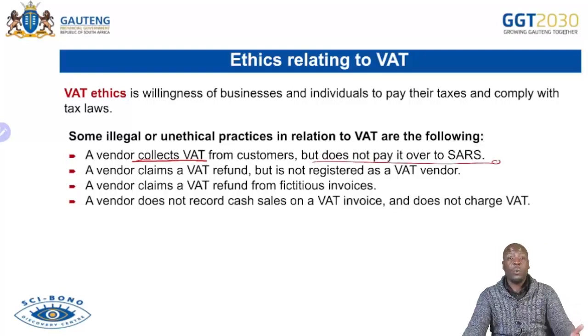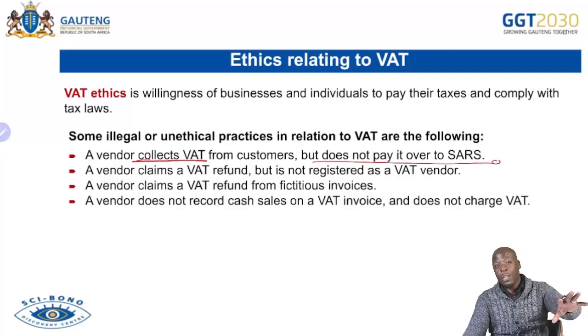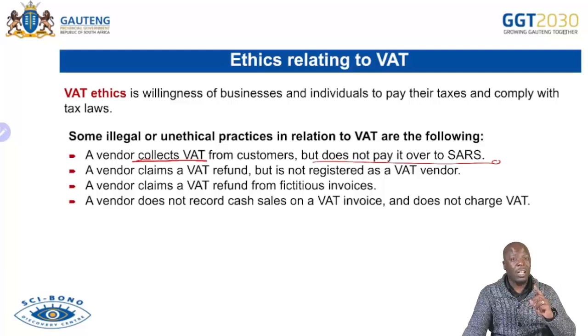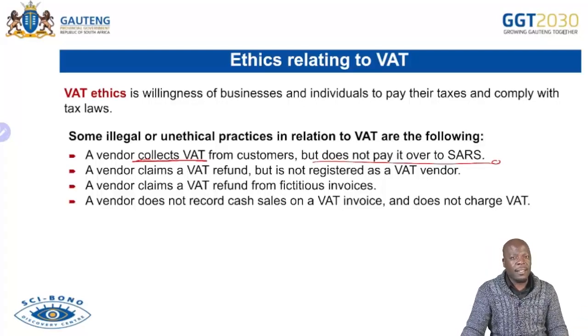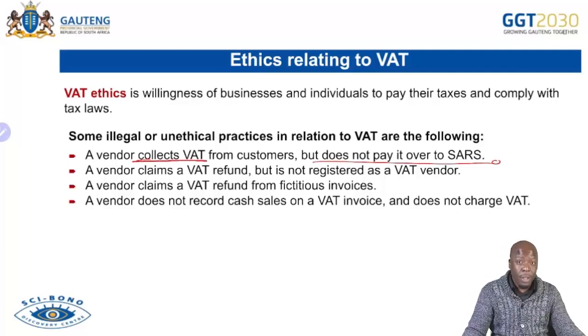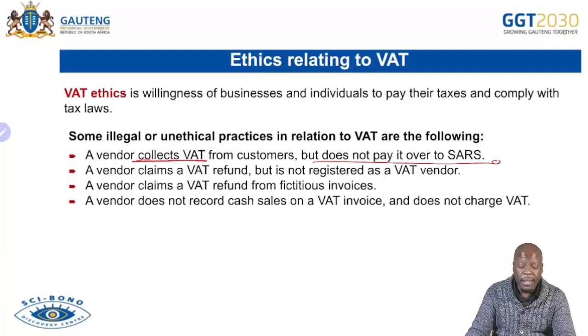If you remember what I said when I began this presentation, when we are selling goods, we are collecting VAT on behalf, important word, on behalf of SARS. So we cannot therefore say the money we have collected on behalf of SARS, let us use it to pay our business expenses. It is illegal. That money should be paid over to SARS. So a vendor can collect money from customers but not pay it over to SARS. That is illegal and unethical.